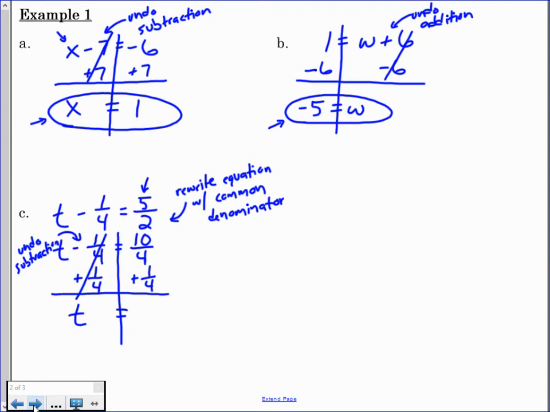Again, see if you remember how to do this. Go ahead and see if you can figure out what 10/4 plus 1/4 is. Should be 11/4. Just add the numerators, keep the denominator. That's it. Leave your answer as an improper fraction. I do not want mixed numbers anymore. We don't need to worry about that. Okay? All right. Let's move on.